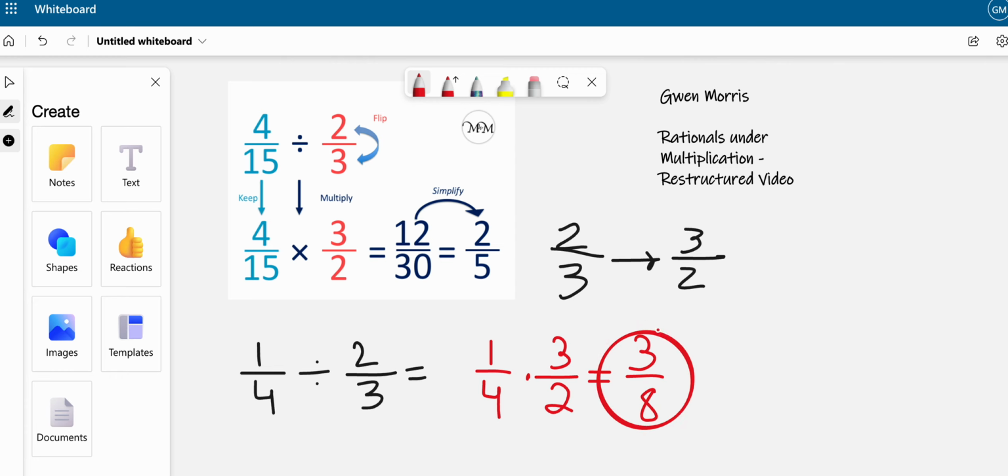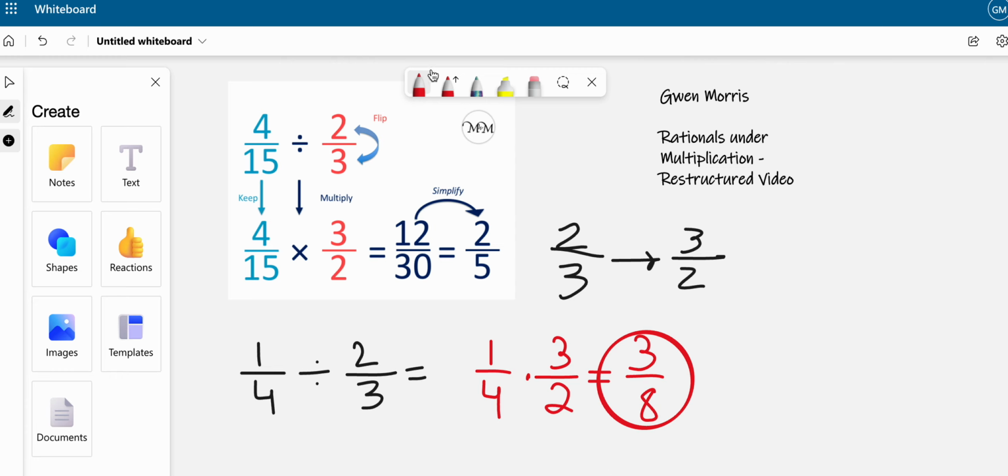So this is pretty simple and straightforward. It's just pretty much getting the procedural technique down. You could definitely use manipulatives to help explain this a little more thoroughly to really get the conceptualization down. But as far as rationals under multiplication go, in this case, yes, you are using multiplication, but you're starting with division. So dividing by 2/3 is the same as multiplying by the reciprocal of 2/3.